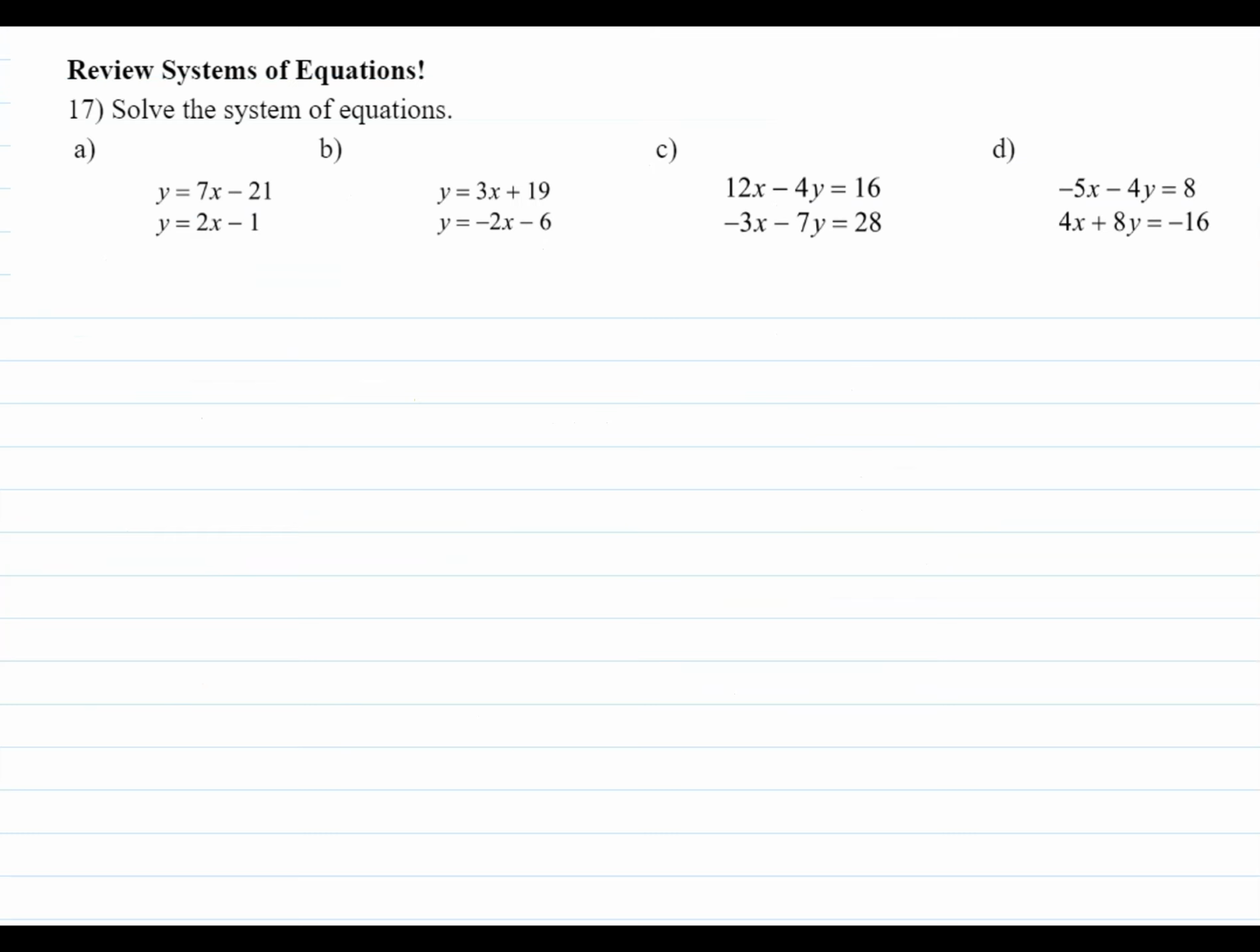Review systems of equations. Solve the system of equations. Part A. y equals 7x minus 21, y equals 2x minus 1. So the first thing I notice is both are in y equals form. So I'm going to use something called the equal values method.